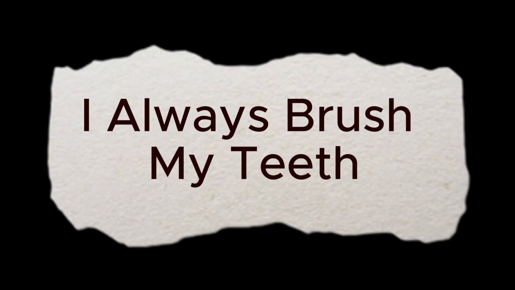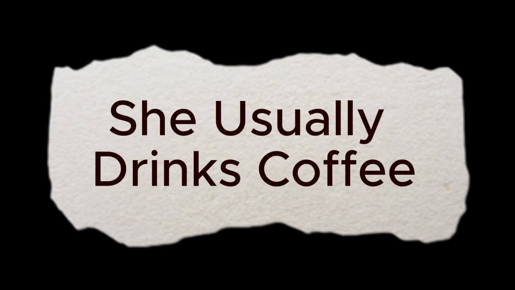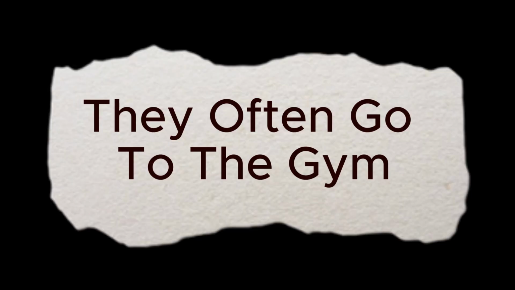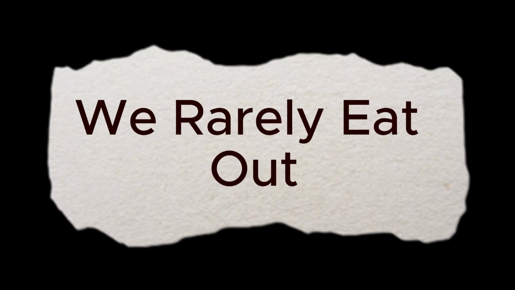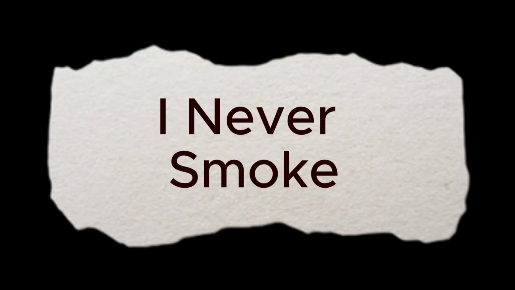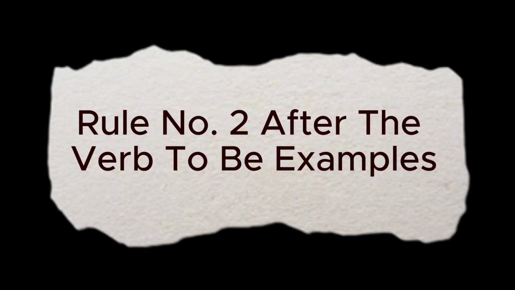Examples: I always brush my teeth. She usually drinks coffee. They often go to the gym. He sometimes forgets. We rarely eat out. I never smoke. Rule number 2. After the verb to be.